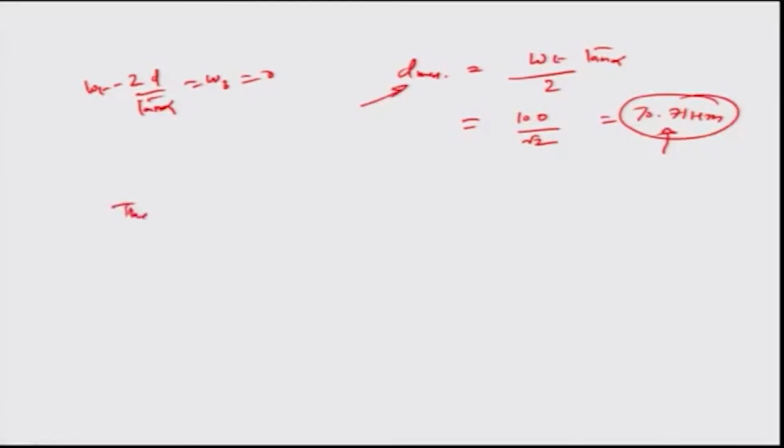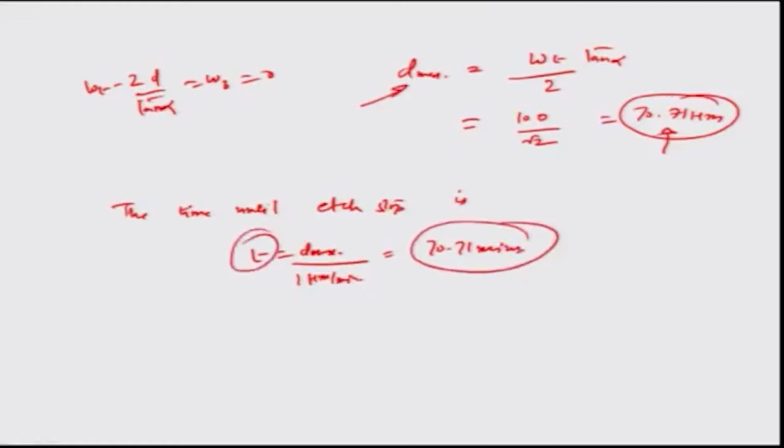So the time until such an etch stop would be equal to D max by 1 micron per minute, and this would again be 70.71 minutes. So that much time is needed for the etch to stop when both the 111 planes meet each other, as in this particular case.